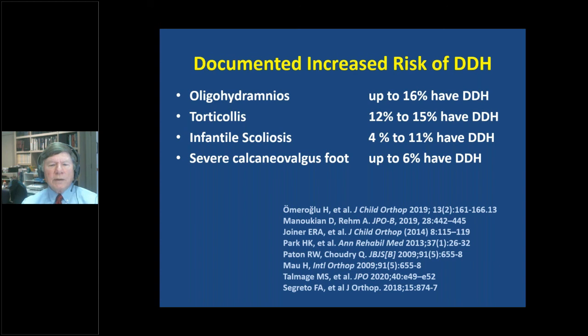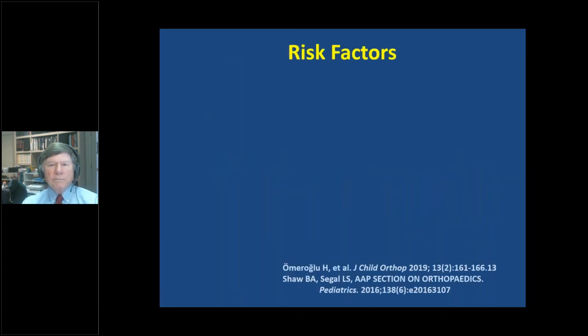where it's dorsiflexed and pressed up against the tibia. So the severe calcaneovalgus foot, not the club foot, but the opposite of a club foot, can have up to 6% DDH. And this is probably a packing phenomenon. So any of these features should heighten your awareness and maybe even make you consider getting an ultrasound.